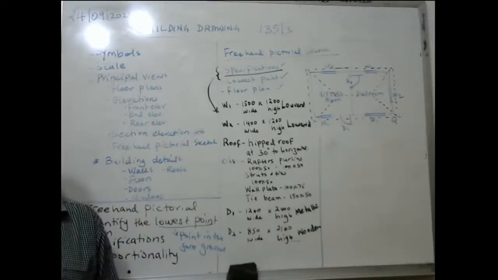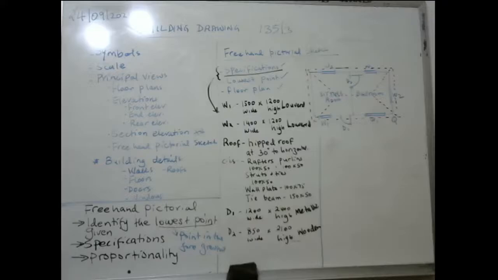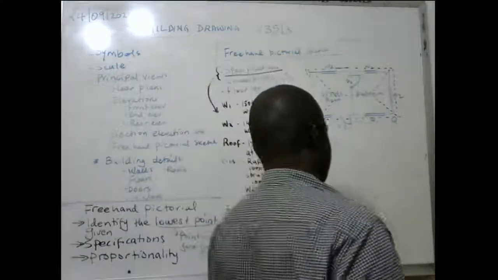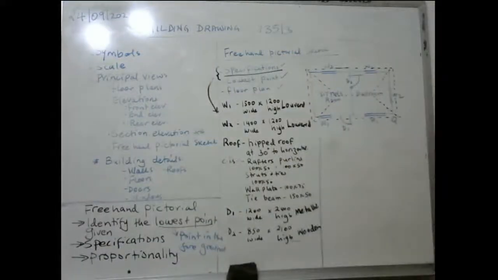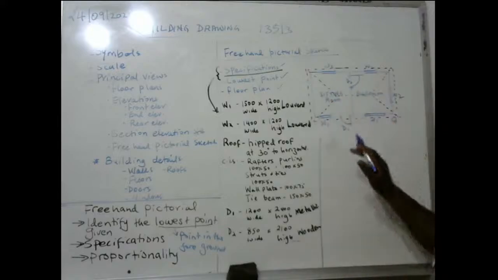Because if there is a picture, there is always a point in the foreground, then there is also what we call background. The lowest point, the point in the foreground, then there is also a point in the background. So this lowest point is one of the guides to the freehand pictorial. It's one of the most important guides for freehand pictorial.